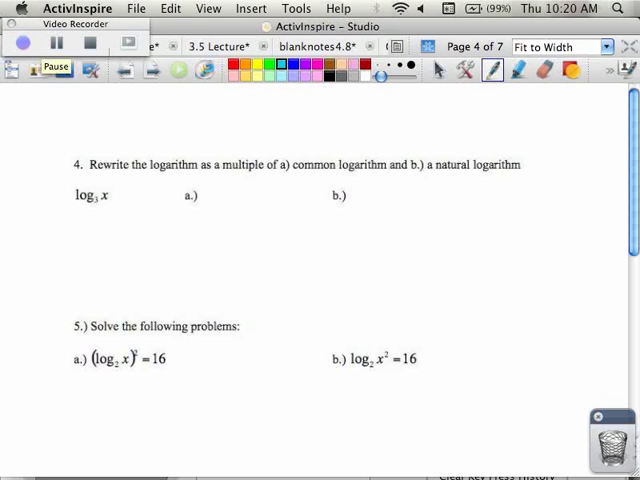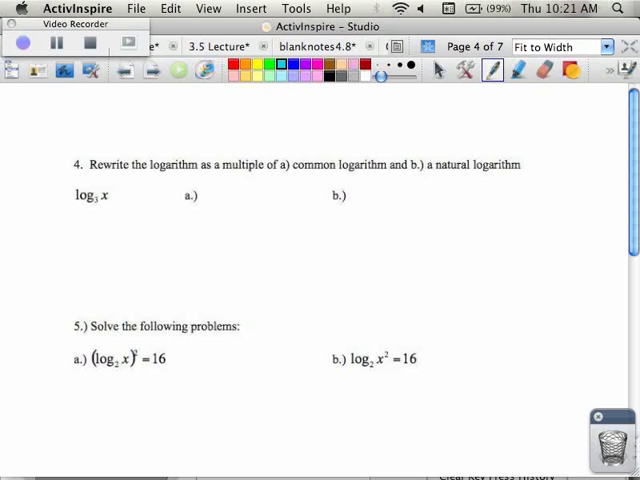Natural logarithms and common logarithms. Excellent. That's exactly the answer I wanted. Natural logarithms have a base of e. Common logarithms have a base of 10. That's it. That's all they do.